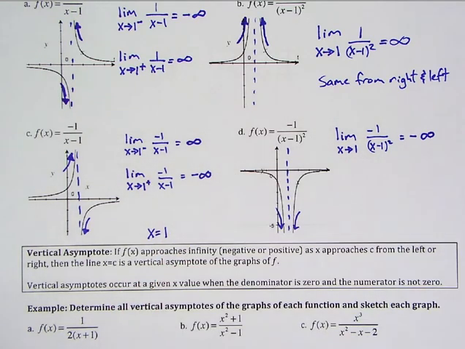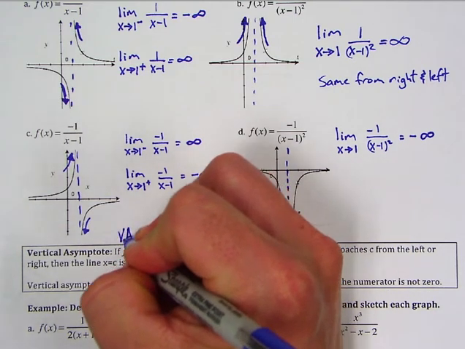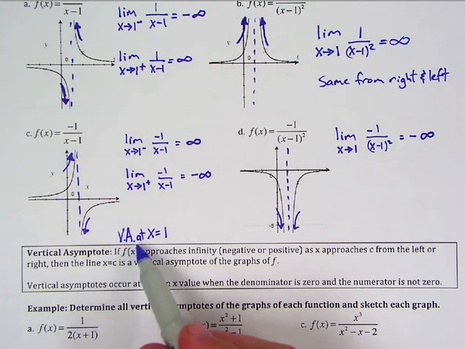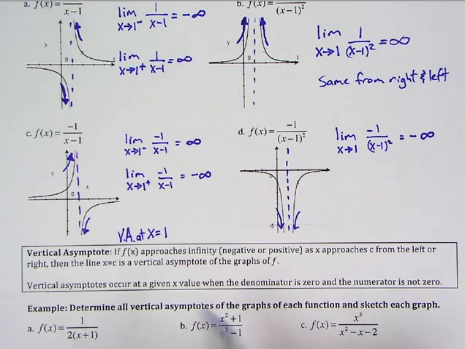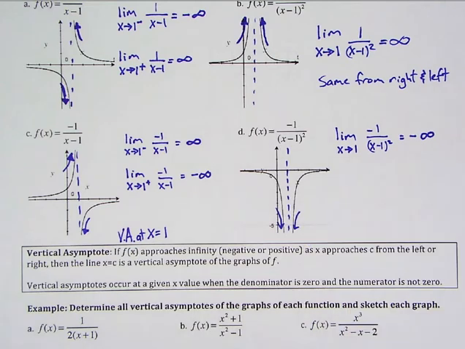Okay? And we're going to abbreviate vertical asymptotes using V.A. And we write vertical asymptote at x equals 1. All right, and it's where the limits approach infinity or negative infinity.